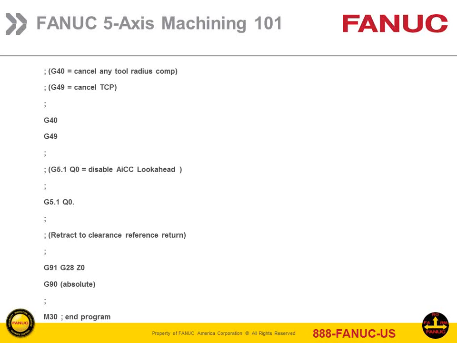Then the G91, G28, that's just returning to a reference point. You could either use that or a G53. Either one of those would work. Then go back into absolute. Then the end of the program. So that's just a sample program. I just want to go through that in the beginning so you understand what a program looks like, the beginning and the end, what you need to turn on and off.